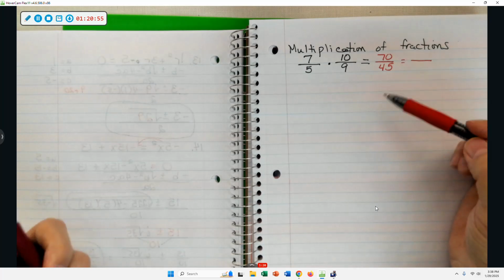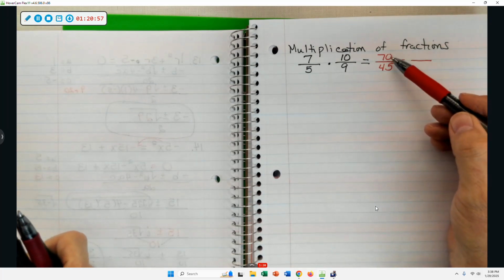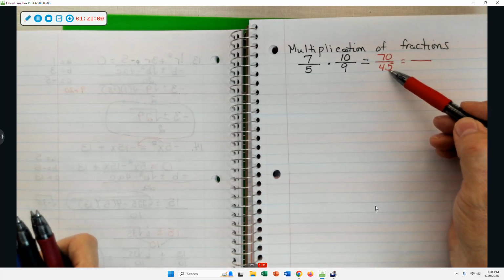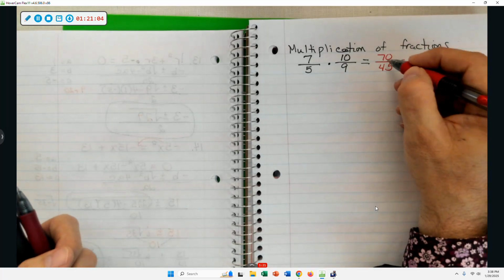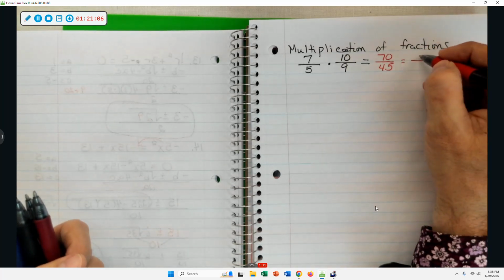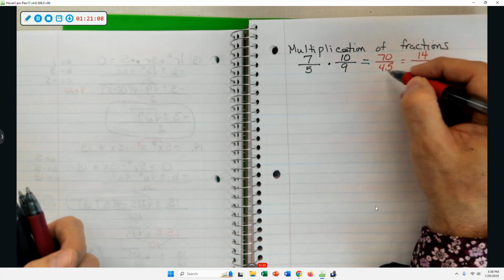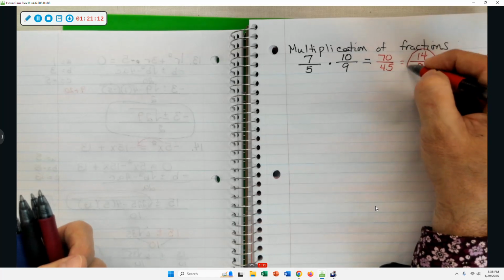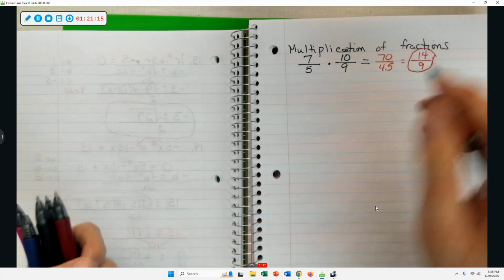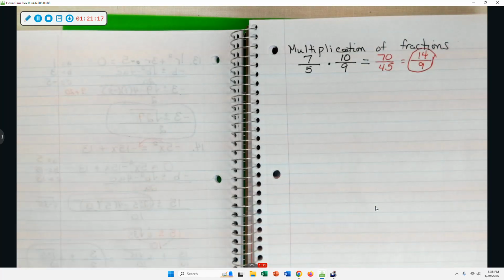Oh gosh, what number divides into both 70 and 45? 5. A 5? Okay. 70 divided by 5, is that a 14? 45 divided by 5 is 9. So that's the formal definition of multiplication of fractions. You just multiply straight across and cancel.